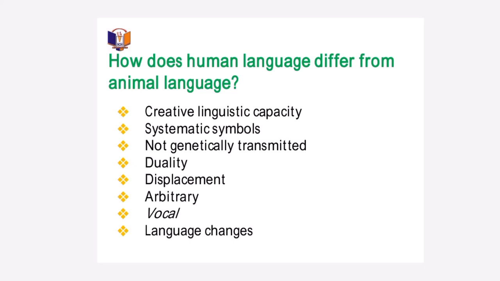And a child that is just born today that learns how to use a particular language can create a sentence that none has ever heard before. That is creative ability of humans to use language. We say equally that human language has systematic symbols. Systematic what? Symbols. That is why we have the letters of the alphabet for any language at all.